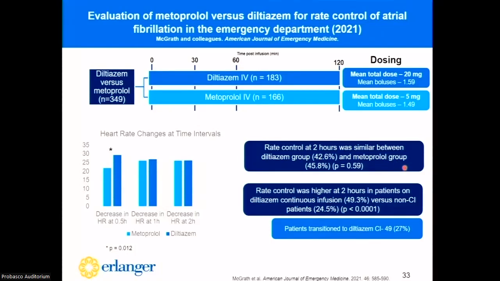They also saw that rate control was higher in patients on diltiazem continuous infusions. So potentially some of the efficacy of diltiazem in this study could have been more related to the continuous infusion and not necessarily to the IV bolus dosing that's recommended.